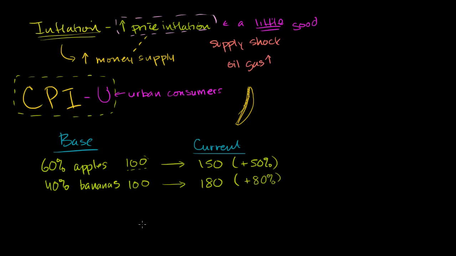So how would we measure? What would we say? How much would we say the CPI-U has grown? Well, we would take a weighted average of these indices, or you could say a weighted average of the growth. And you could do it either way. So let's do it either way to get you the same result.